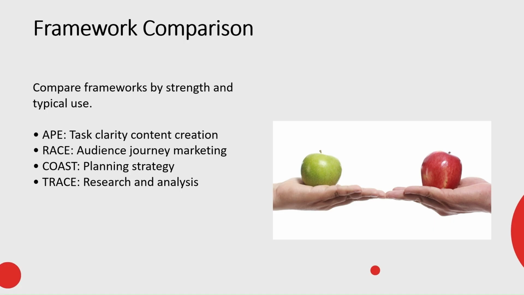Now, framework comparison. Compare frameworks by strength and typical use. So APE is for task clarity and content creation. RAISE is more about audience journey and usually marketing, but I know that in this case for us it's not that relevant. COAST is more for planning. TRACE is more for research and analysis. So you need to realize that those frameworks are not built just for teaching. We adapt them for teaching, but they are also built for other things that you might use for work in the office.